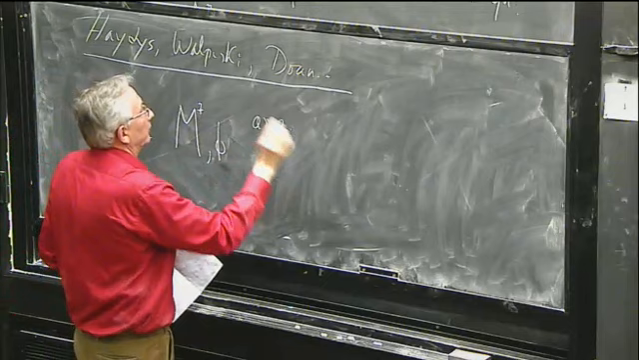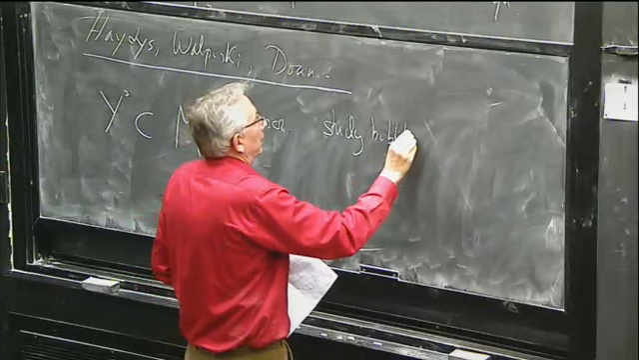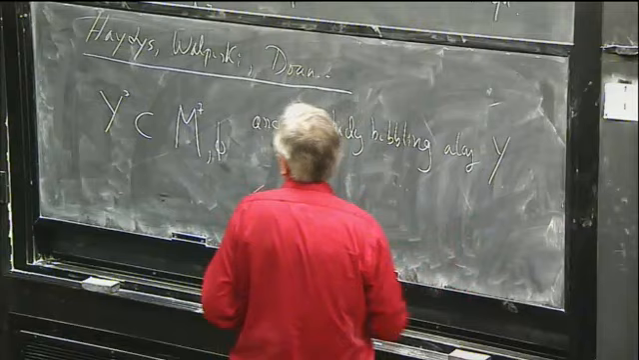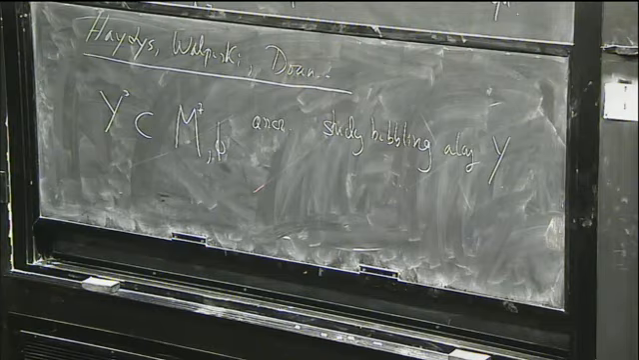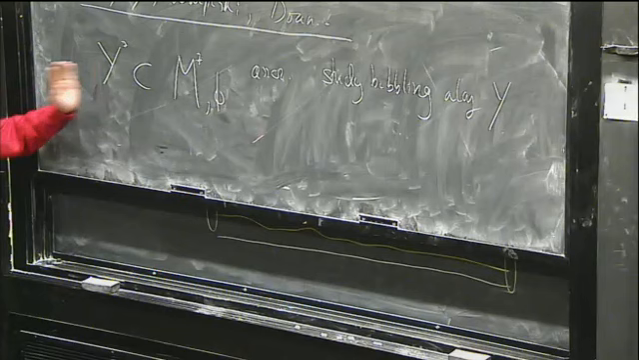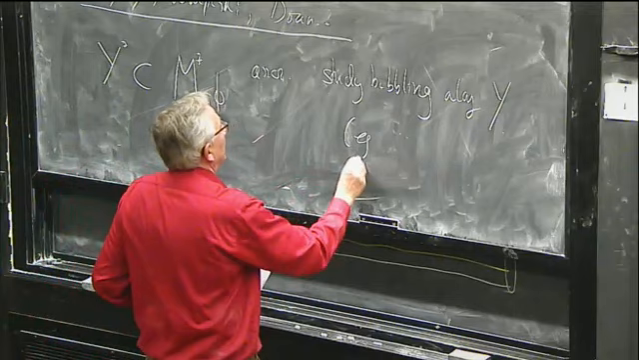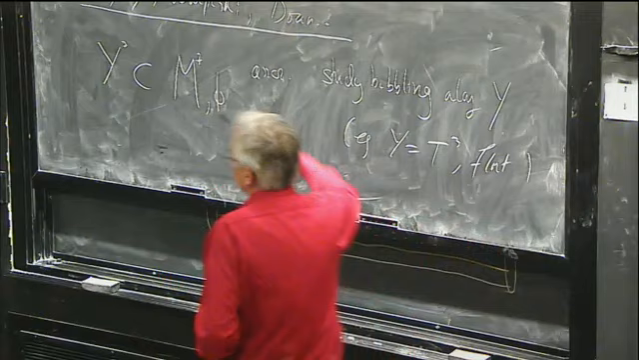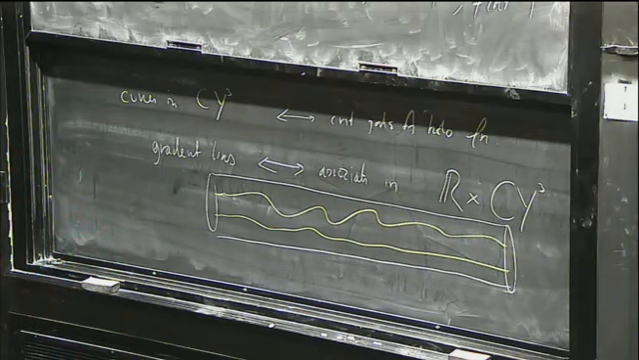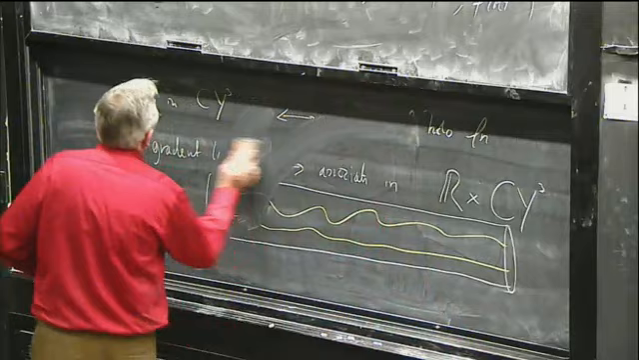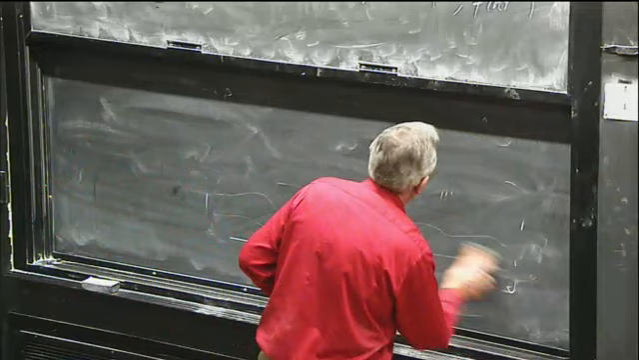bubbling along Y. And to simplify things, so time is not completely on our side, we may sometimes want to think of Y as a three-torus and everything being flat, so we can just work with coordinates. So e.g. Y equals T3 with a trivial normal bundle.